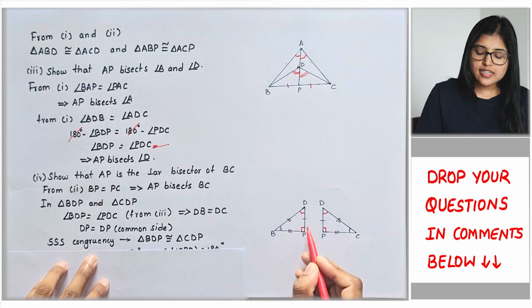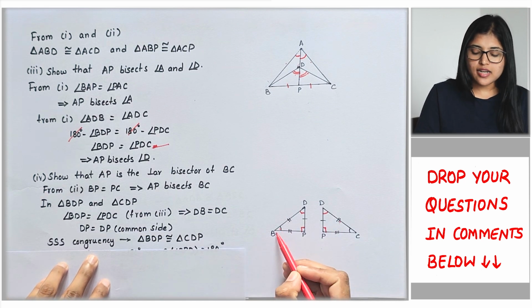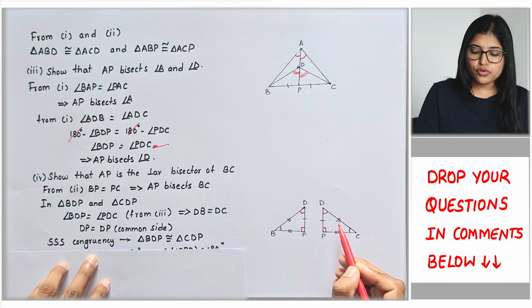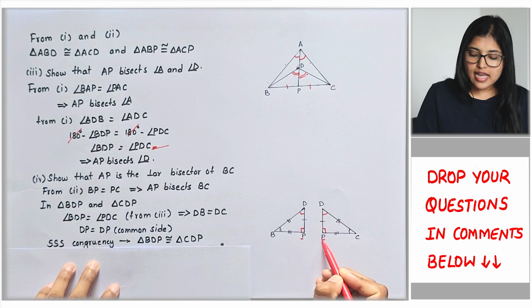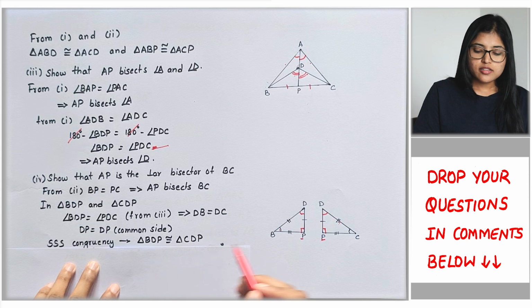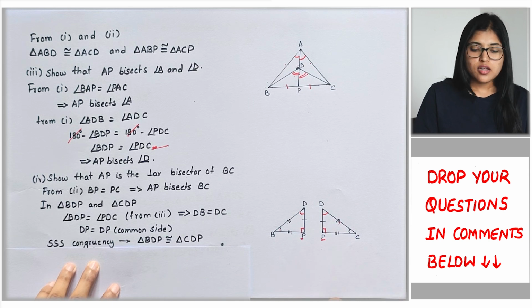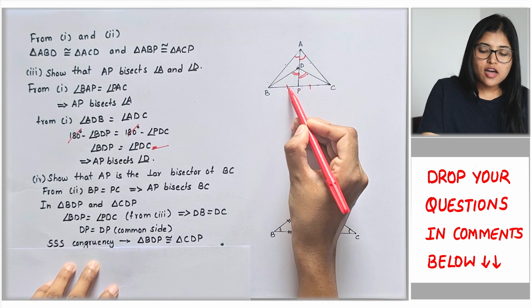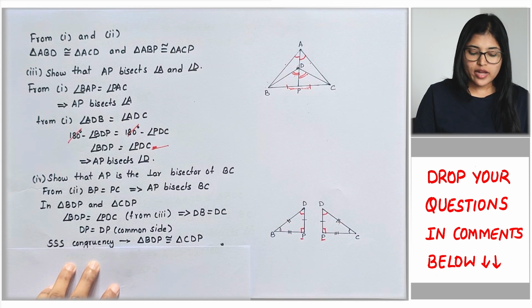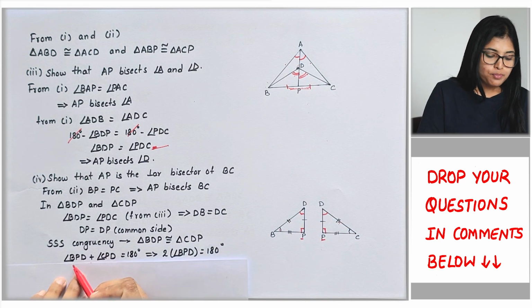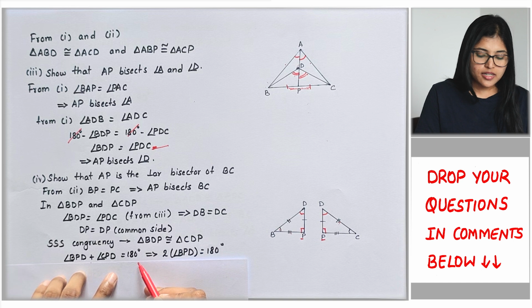From side congruency, I can say that triangle DBP is congruent to triangle CDP. From this I can say that this angle and this angle are equal because these two triangles are congruent. Now these two angles are on a straight line, they are forming a straight line, that means they should be equal to 180 degrees. So I can write BPD plus CPD equals 180 degrees.